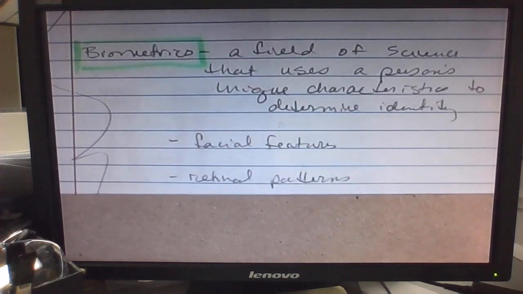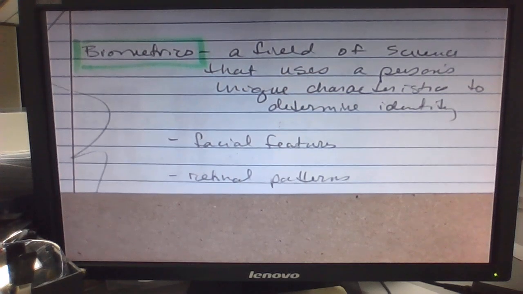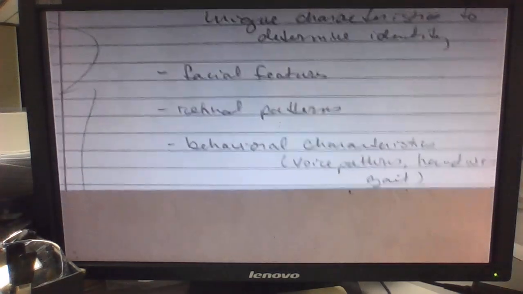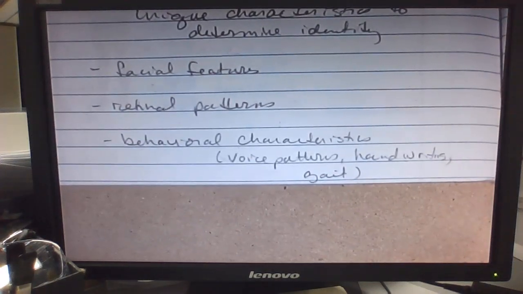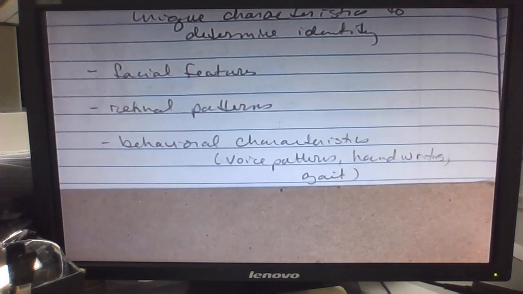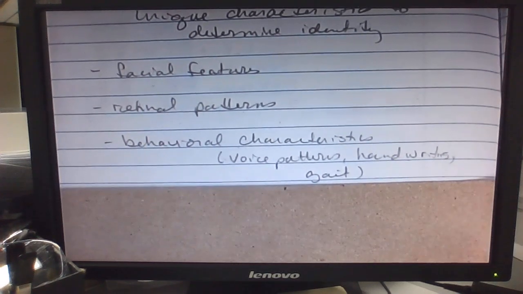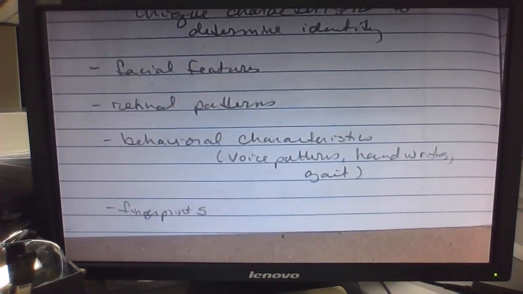Retinal patterns. So the retina of your eye can be used to scan and identify you. Behavioral characteristics. So your voice patterns, how you talk, the tone of your voice. Your handwriting can be used to identify you. Gait is your stride, how you walk. And of course, fingerprints.